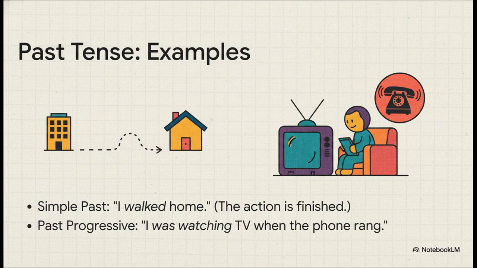Now, that tells a little story, doesn't it? The main event here isn't just watching TV. It's that your TV time was interrupted by that phone call. The past progressive is all about setting that stage for the main event.